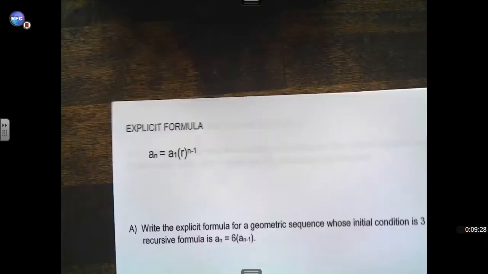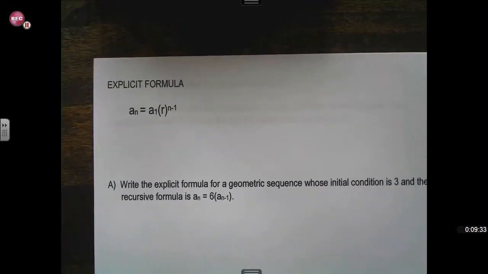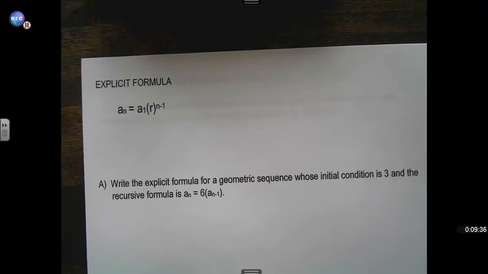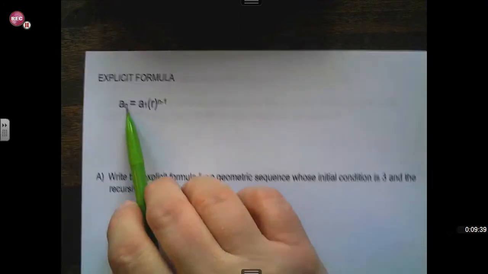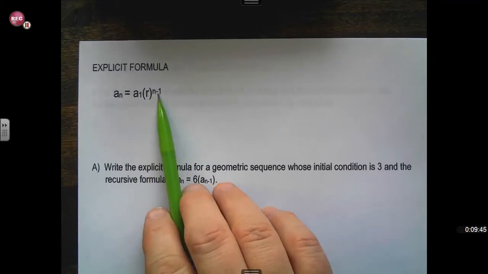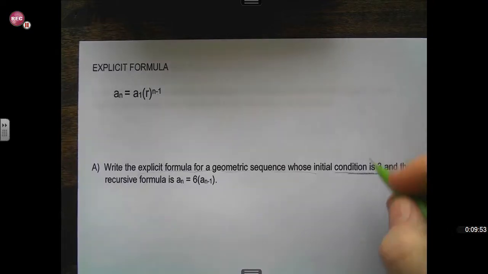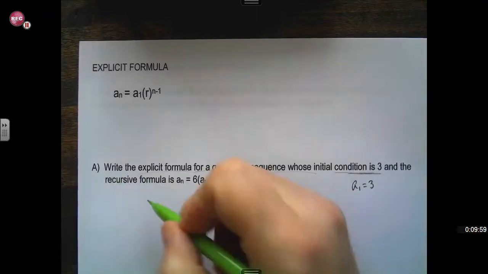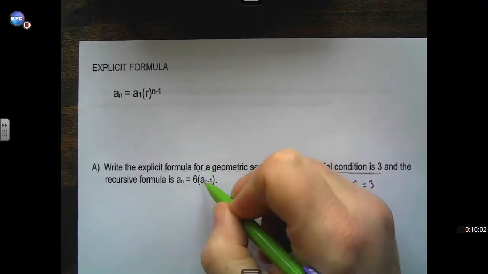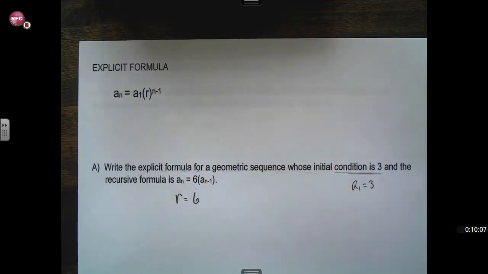Now the explicit formula for a geometric sequence. The explicit formula is a sub n equals a sub 1 times r, which is the common ratio, to the n minus 1. So write the explicit formula for a geometric sequence whose initial condition is 3. So that's a sub 1. And the recursive formula is a sub n equals 6 times a sub n minus 1. So that means that the common ratio is 6.